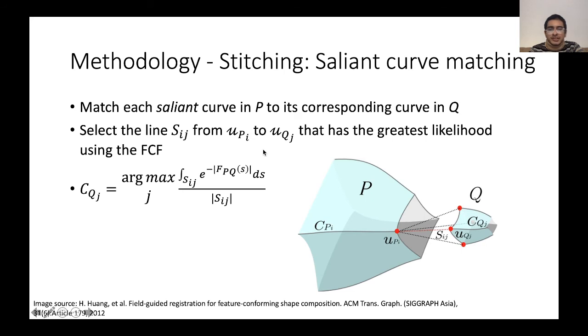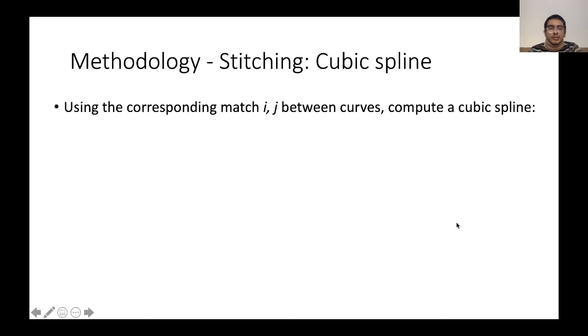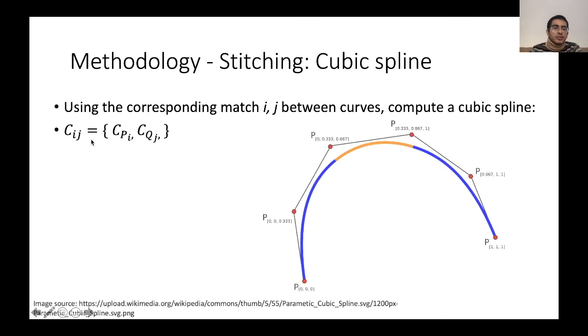So what this means is that, given a curve in P at I over here, you would find the best possible corresponding match in Q. Out of these 3 j values, which of these would result in the best one? That one would be this one right over here, which would result in a corresponding match I of j between the curves, in which both of these 2 curves, CPI and CQJ, would then be stored in Cij, which represents a cubic spline between both parts. And a cubic spline, if you're wondering, is essentially a curve formed out of points.